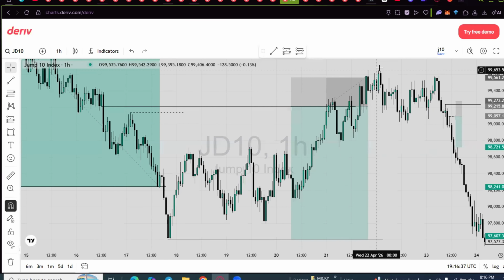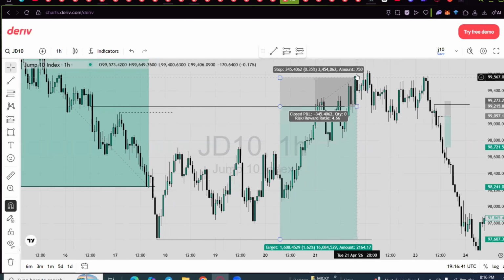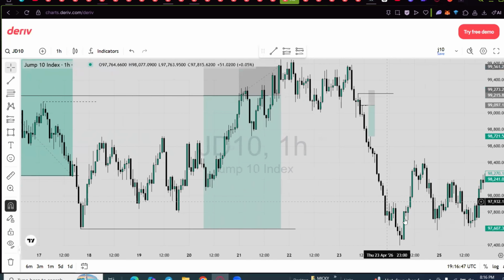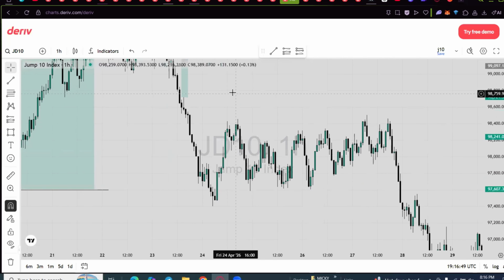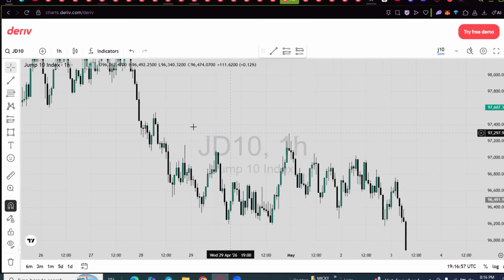I did not take this trade. But you can see what happened after price hits SL. It actually went straight down to TP. So let's keep going till we get to our recent trade that we had. You can see there's another structure here. I guess I did not take this one. But let's see what happened.